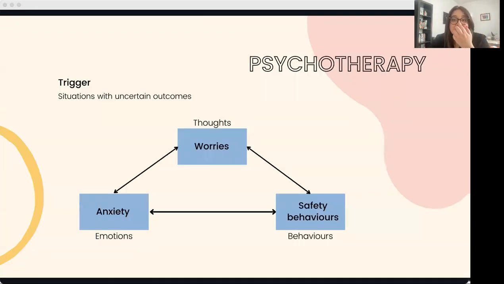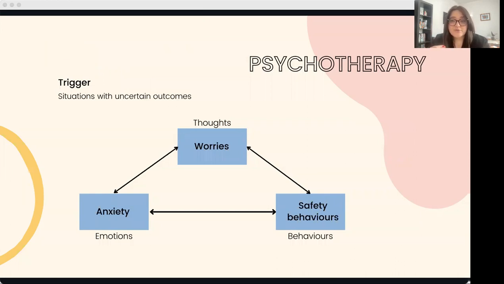So as previously mentioned, cognitive behavioral therapy, or CBT, is the evidence-based treatment of choice for generalized anxiety disorder. So I will really focus on a CBT-based approach when discussing psychotherapy. The cognitive behavioral model for generalized anxiety goes as follows.